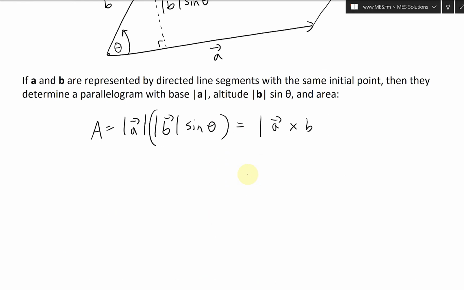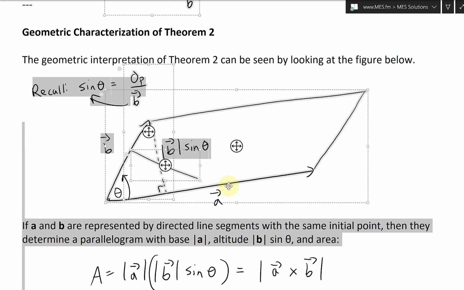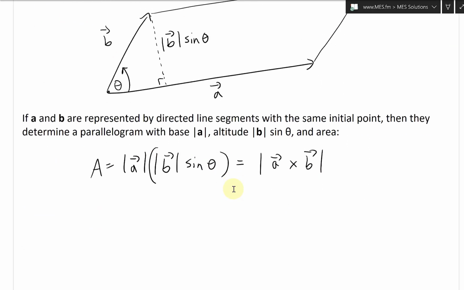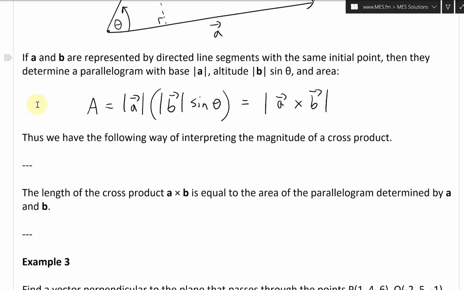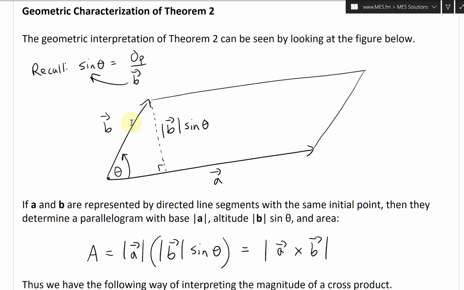So you can see the geometric interpretation of the length of the cross product is the area of this parallelogram, which is absolutely fascinating. All right, let's erase that. Thus we have the following way of interpreting the magnitude of a cross product: the length of the cross product A cross B is equal to the area of the parallelogram determined by A and B. So you have a parallelogram like this.